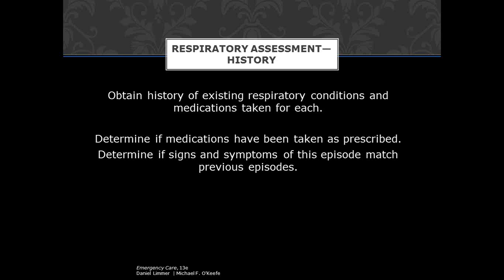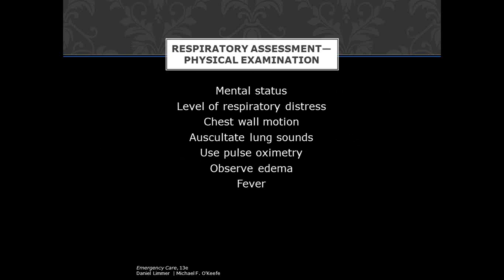Okay. We also need to ask our patient if these signs and symptoms are similar to other episodes that they've had. Because just because someone has asthma, for example, doesn't mean they can't get pneumonia. So they may be having difficulty breathing that has absolutely nothing to do with their past medical history. And we want to be able to determine that quickly.